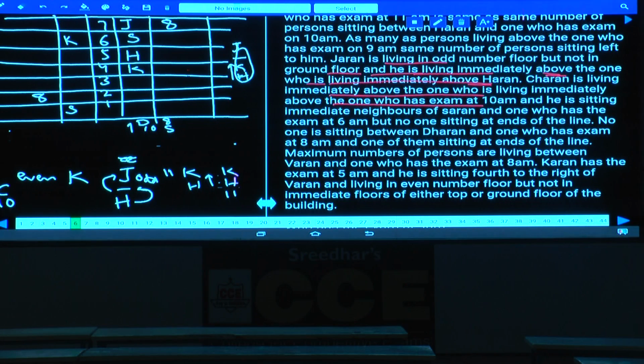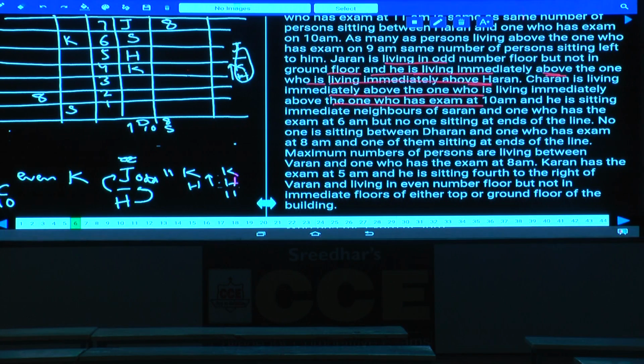Now earlier we have that information. This Haran is immediately above the what? Haran is immediately above the person. First information, what did we see? Karan is living on an even number floor and has his exam immediately before Haran.